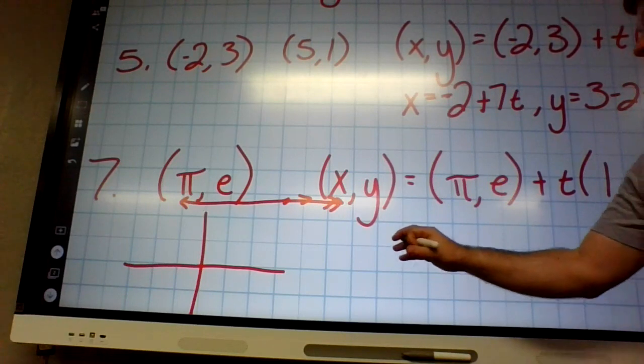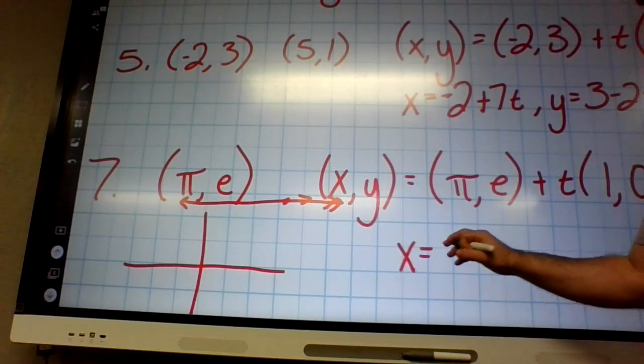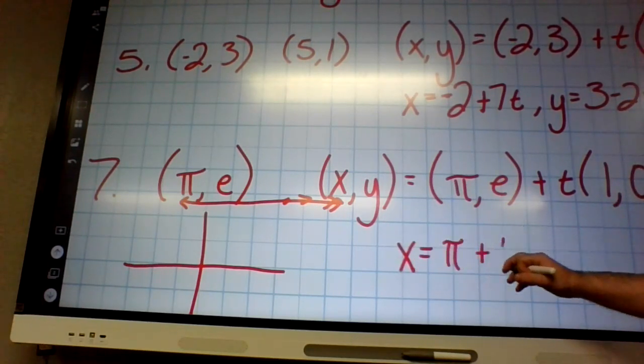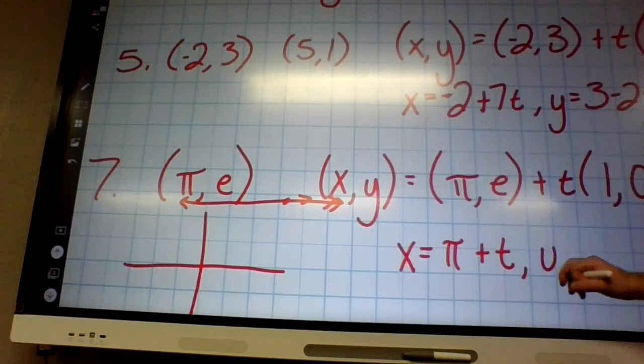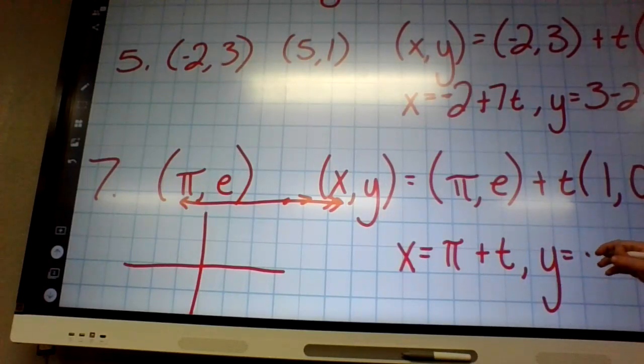All right, so the x value is pi plus t. The y value is e. E plus 0t would just be e.